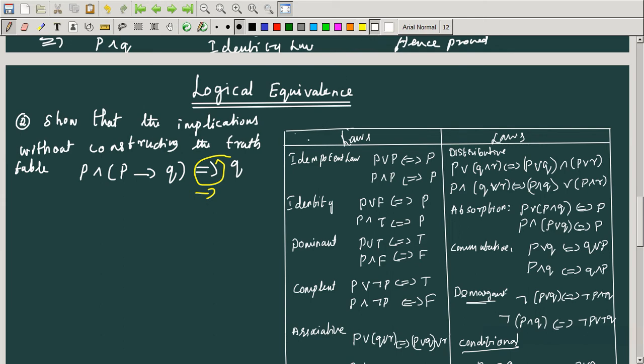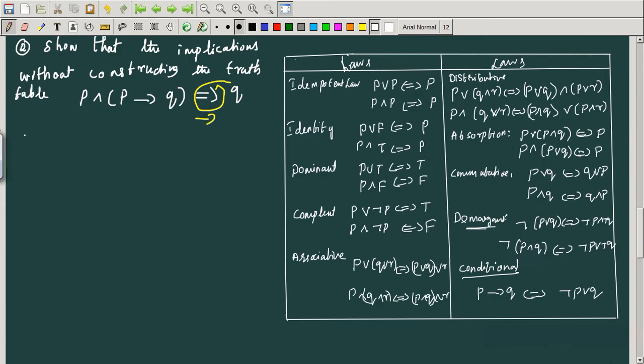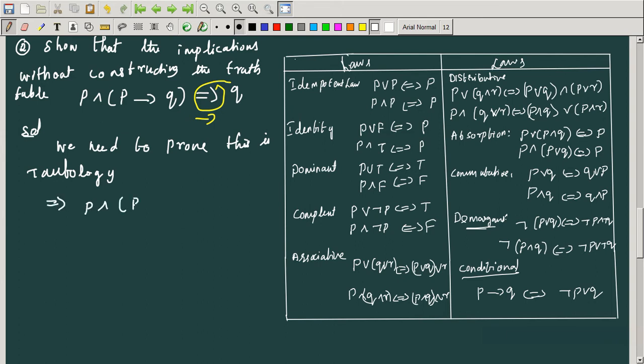Yes, we start the same procedure as for solving a truth table. Yes, we'll see the solution. Let us consider we need to prove this is a tautology. For that you have to write the given statement, which is P and (P if Q). This symbol you have to write as if, P if Q.